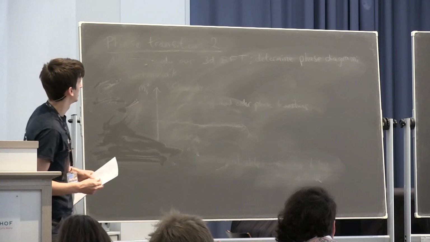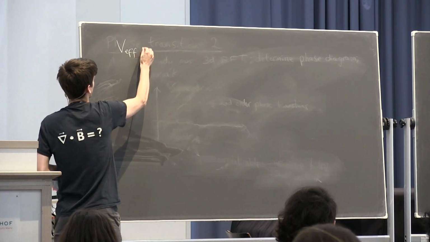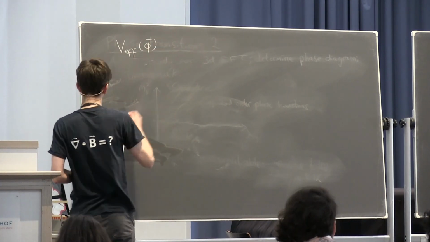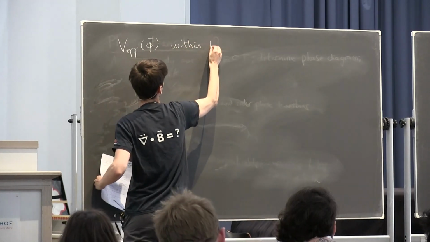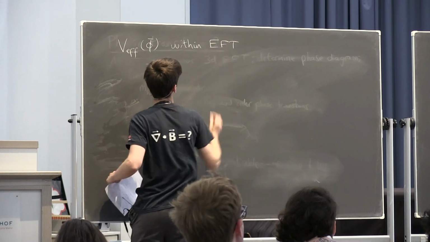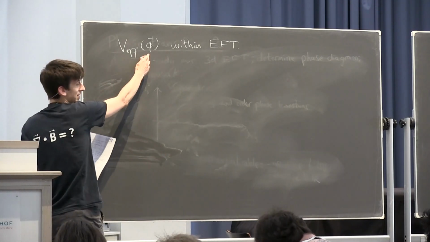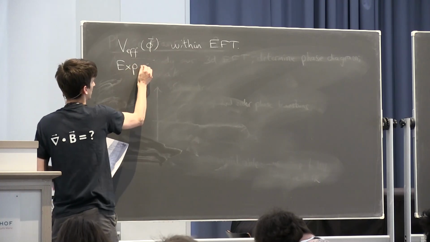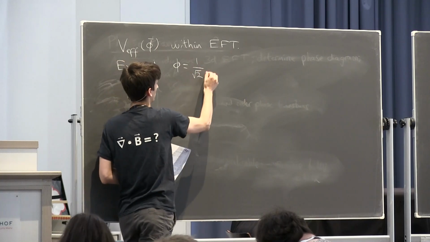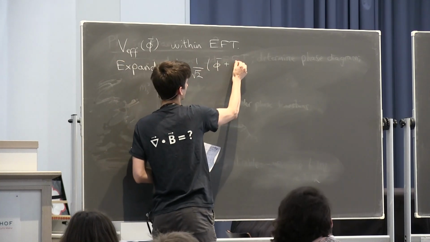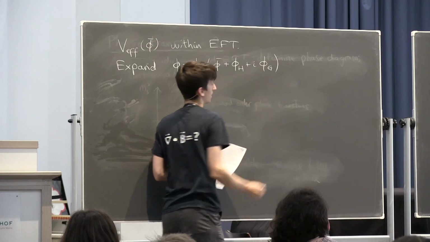So to make progress, let's consider the effective potential within our EFT. And to do that, we need to expand around a background field. So we expand our phi as 1 over root 2 times the background field plus the Higgs field plus i times the Goldstone.